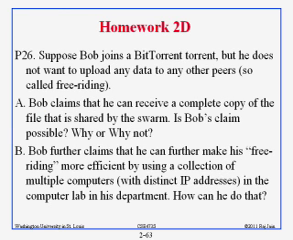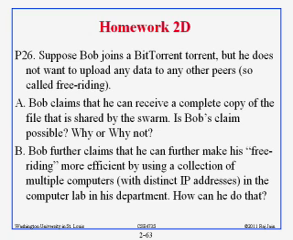Okay, so the homework 2D. Now is the time to ask questions if you have any questions. Homework 2D is, suppose Bob joins a BitTorrent, but he does not want to upload any data to any other peers. He is super careful, does not want to get an FBI notice. Actually, it's not FBI, it is Software Association something, I forget. So he does not want to get that notice. So what does he do? So Bob claims that he can receive a complete copy of the file that is shared by this firm. Can he do that or not? That's the question. And I will let you think about it.